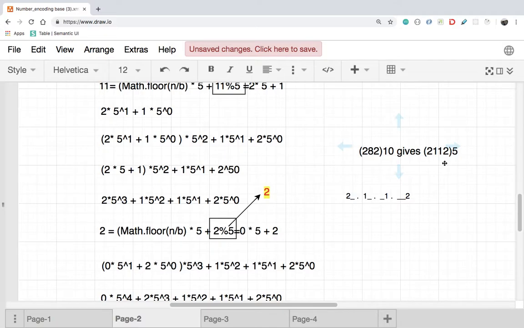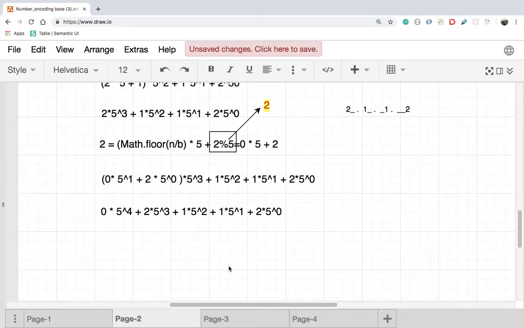Now we are done with figuring out a way. Now let's see a pseudocode to write our algorithm.